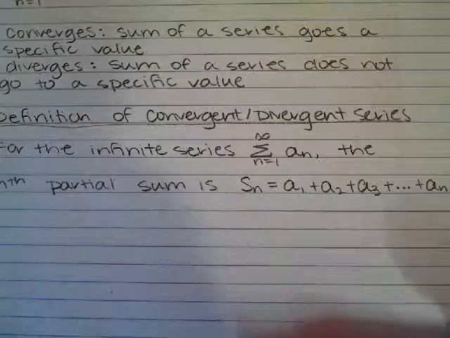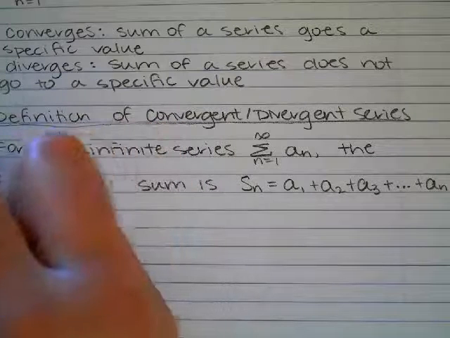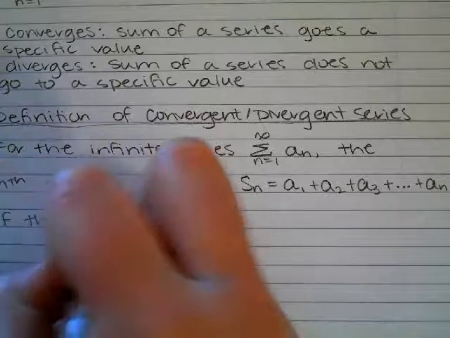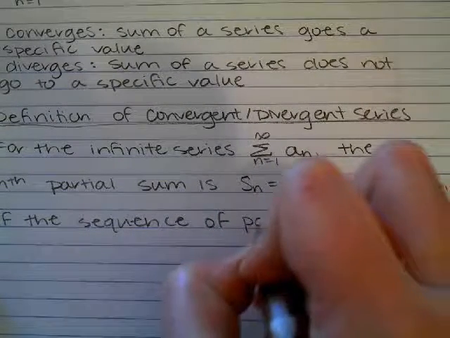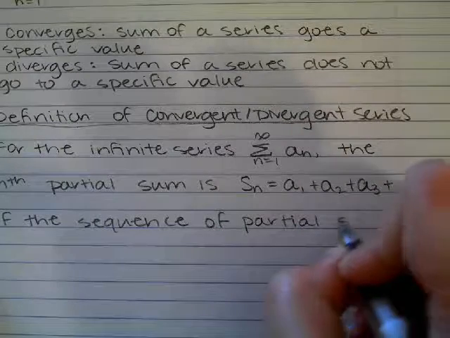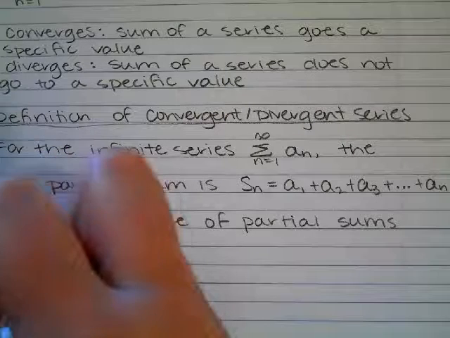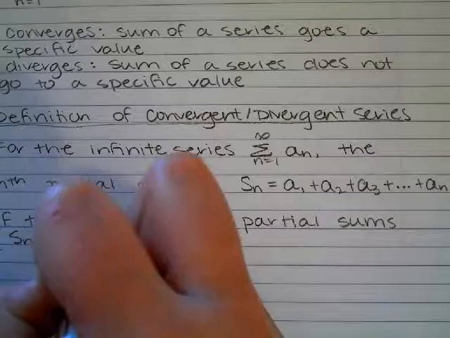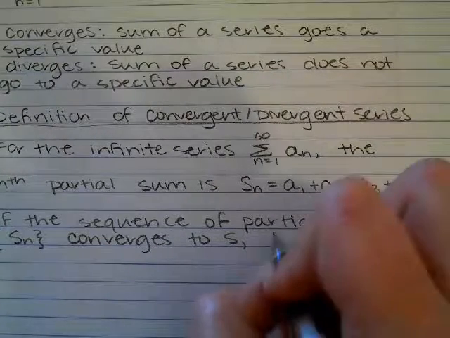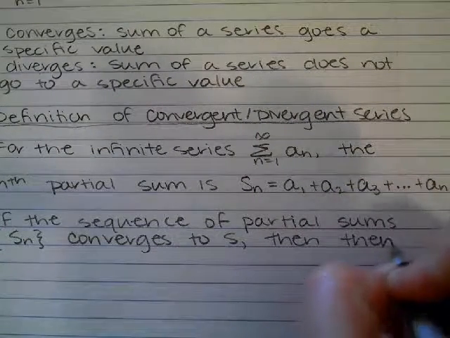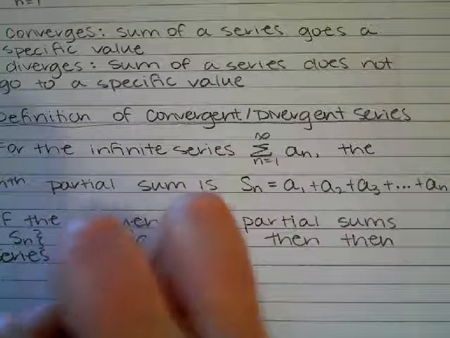All right, so they say if the sequence of partial sums S sub n converges to S, then the series converges.